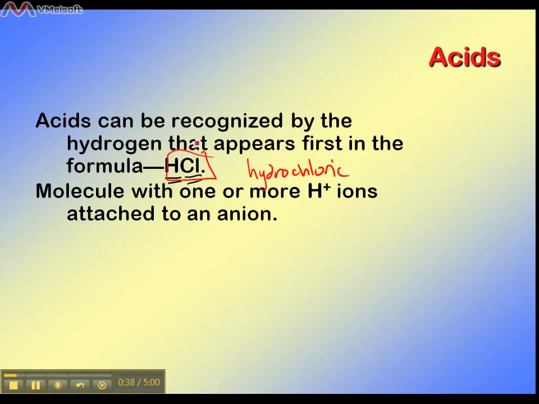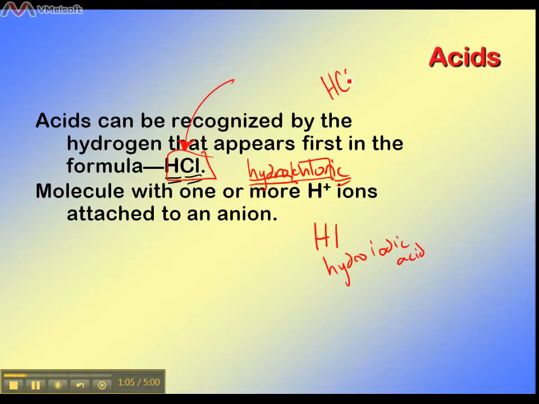Okay, so binary acids, with one exception, are the ones where there are two elements that make up the acid. The rule is it's hydro, then the root of the nonmetal, ic acid. So for example, that is not hydroiodic, it is hydroiodic acid.